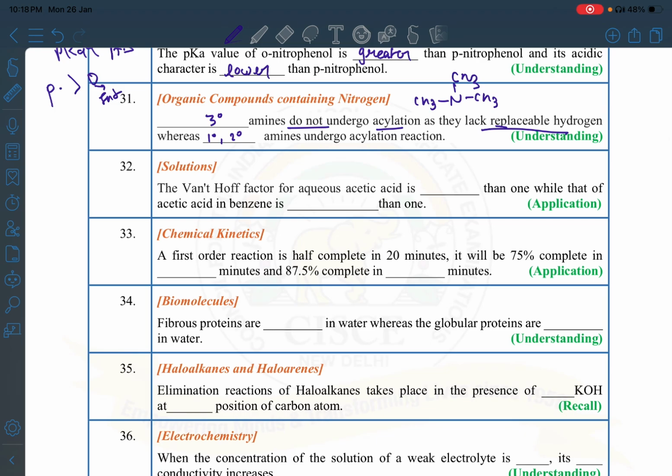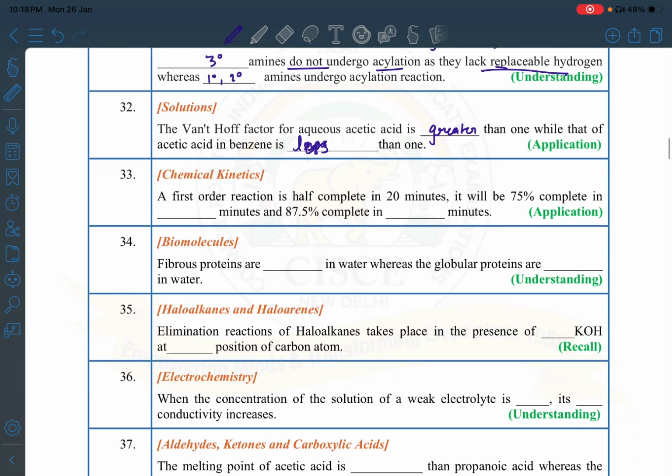Then the next question: the van't Hoff factor for acetic acid is greater than 1 in aqueous solution because acetic acid dissociates into its ions. But in benzene, it doesn't dissociate, so it is less than 1. In aqueous solution, acetic acid dissociates into its ions.